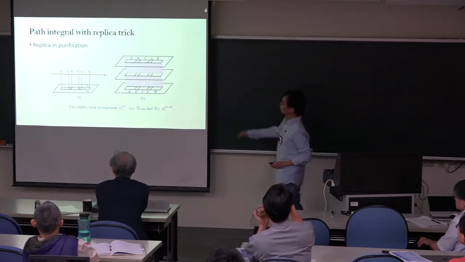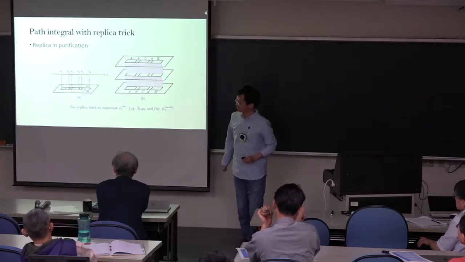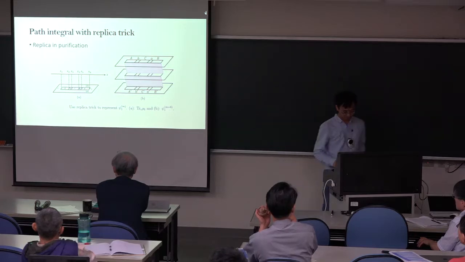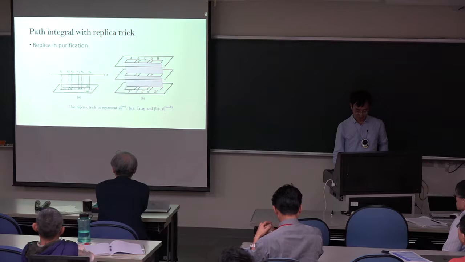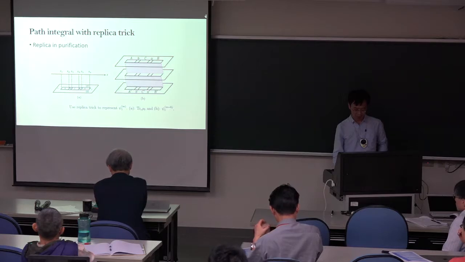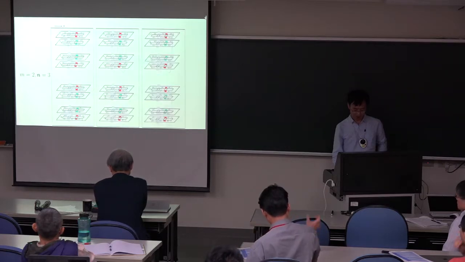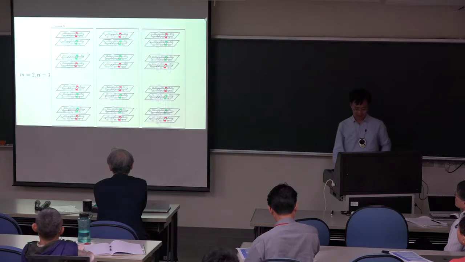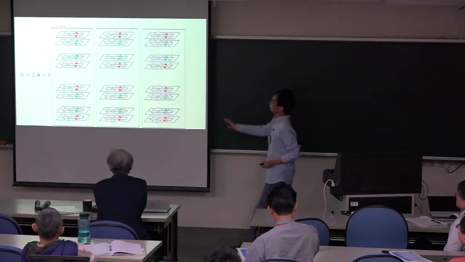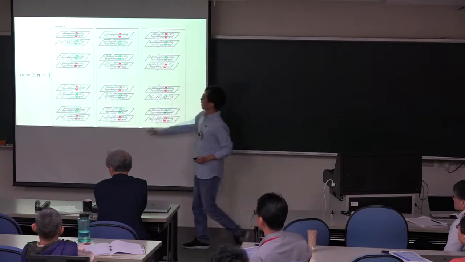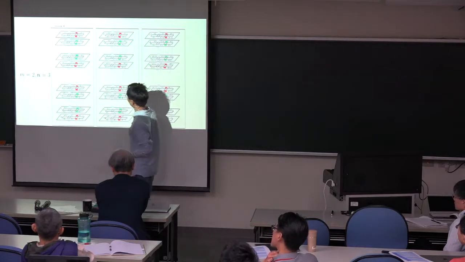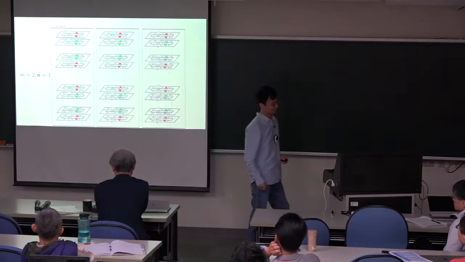Now in CFT, you can do similar things. Use the replica trick that I just introduced. So there are two replicas. One is the replica associated with the purification. Another is the replica associated with the Renyi index. Because finally we want to compute the entanglement entropy. So there are two replica directions. One is m, another is n. For m equals 2, n equals 3, we have 24 replica gluing patches.